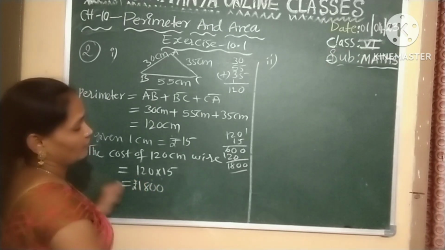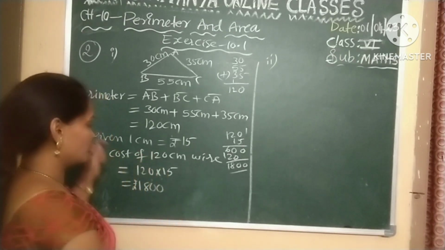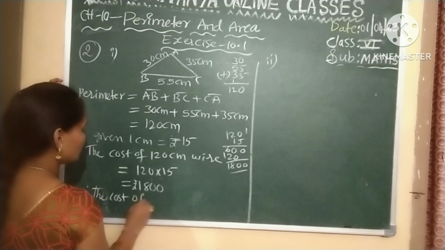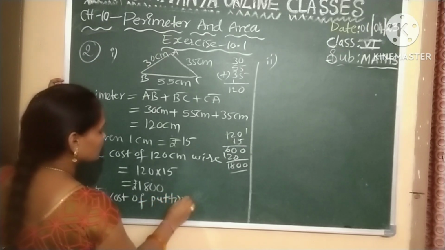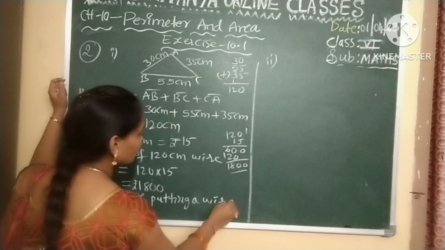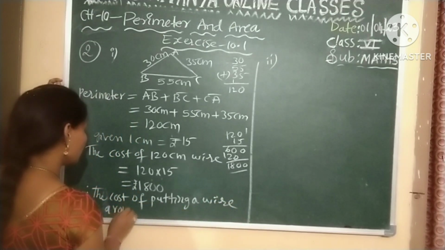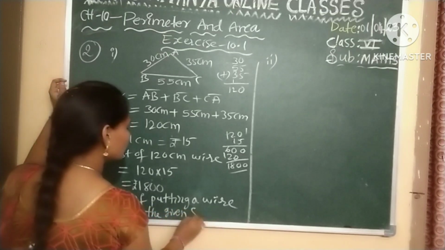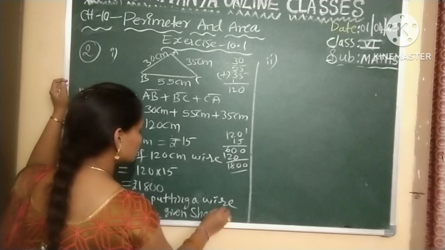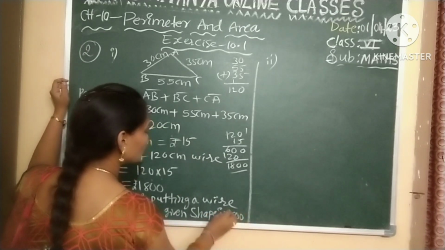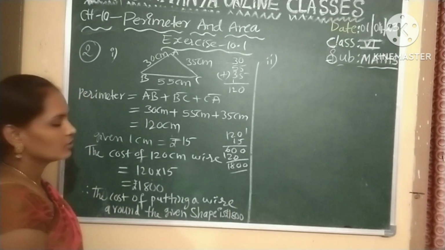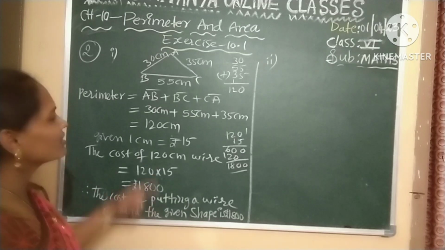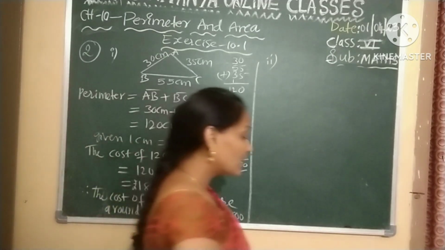Therefore the cost of putting a wire around the given shape is 1800 rupees. Like this we can find the cost of fencing of the given figure. Here the given figure is a triangle. The next figure given is a rectangle.